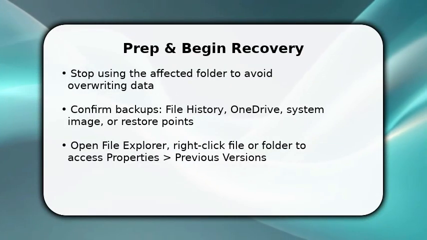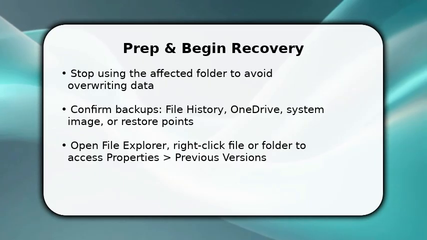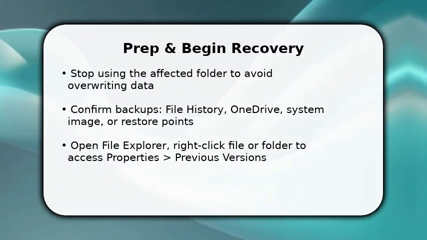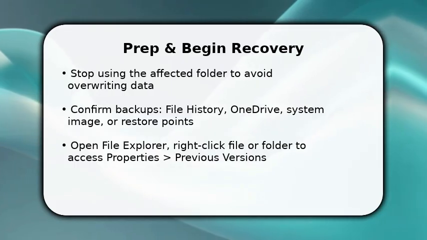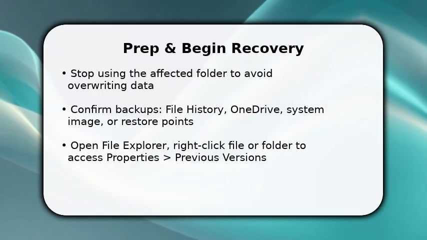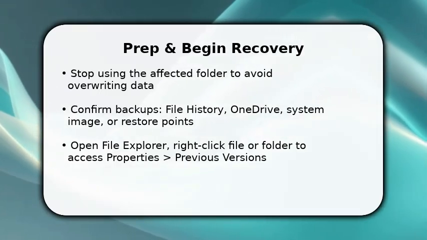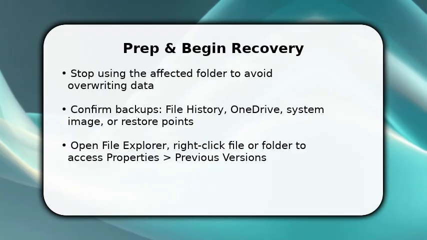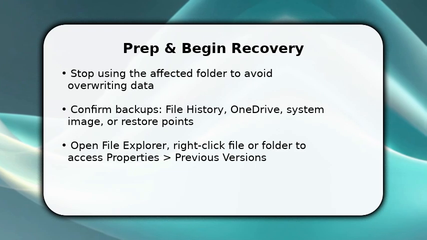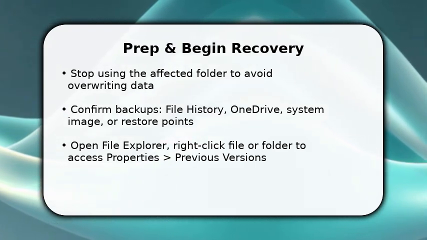You're starting recovery now. First, stop writing to the folder so Windows won't overwrite deleted data. Next, check available sources: File History, OneDrive version history, system image, or restore points, so you know which method applies. Once you've confirmed a backup source, open File Explorer, navigate to the file or folder, right-click and select Properties, then Previous Versions. This gives you the snapshots Windows kept. You'll use them immediately to retrieve the replaced file.